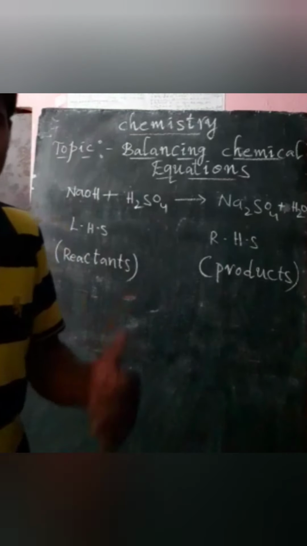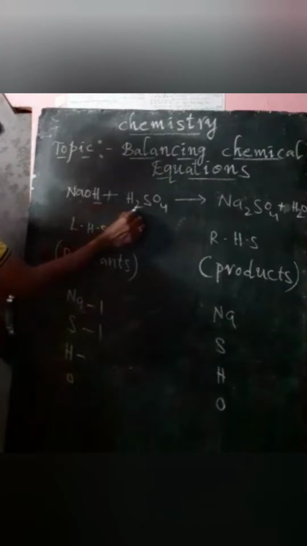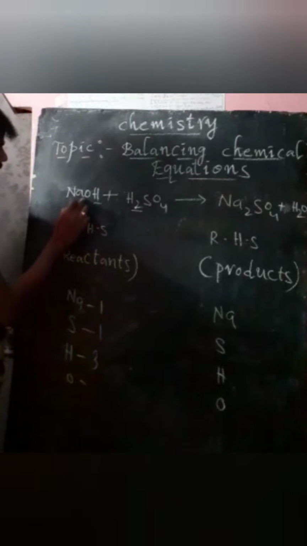By using that suitable number, we can make the unbalanced equation into a balanced equation. First of all, we have to write the number of atoms in the chemical equation. What are the atoms? Sodium, sulfur, hydrogen, oxygen. On the RHS side also sodium, sulfur, hydrogen and oxygen. How many sodium atoms? LHS side 1, sulfur atom 1, hydrogen atoms here 1, here 2, so the LHS side total number of hydrogen atoms is 3. Oxygen atoms, how many? Here 4 and here 1. So 5 atoms.